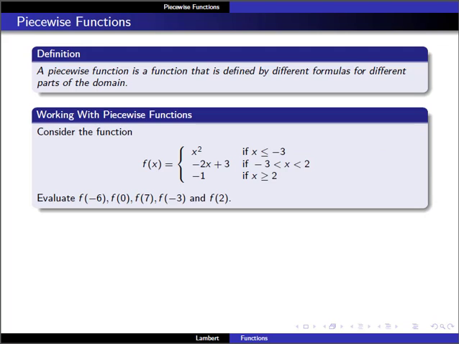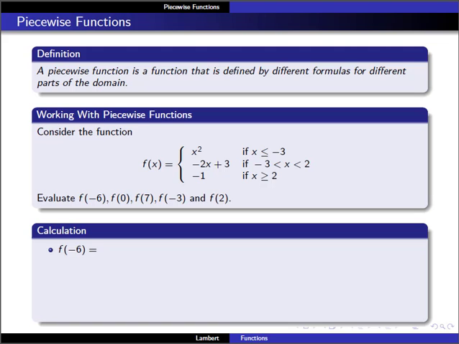So, we're going to consider the function f of x equals x squared if x is less than or equal to negative 3. It's going to be negative 2x plus 3 if negative 3 is less than x, and x is less than 2. And it's going to equal negative 1 if x is greater than or equal to 2. And we want to evaluate f of negative 6, f of 0, f of 7, f of negative 3, and f of 2. So moving forward, if we take a closer look, we'll begin with f of negative 6 and we'll move on down the line.